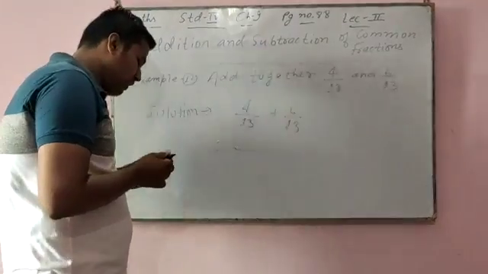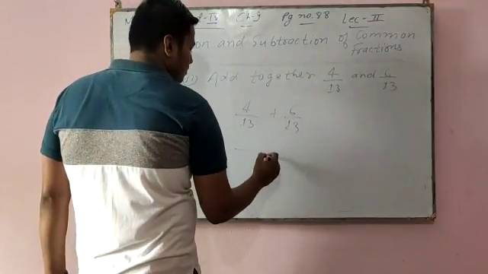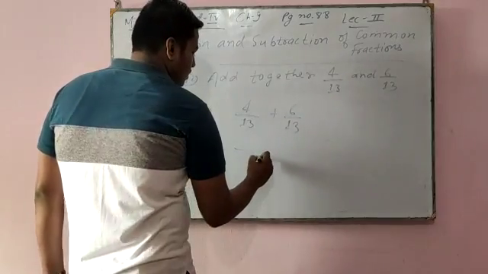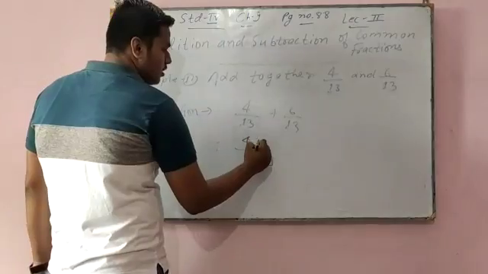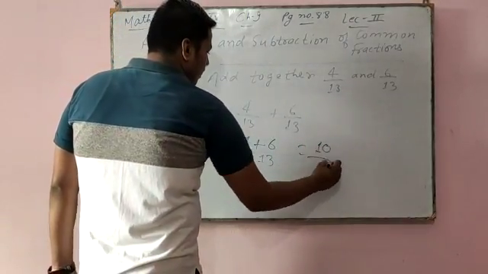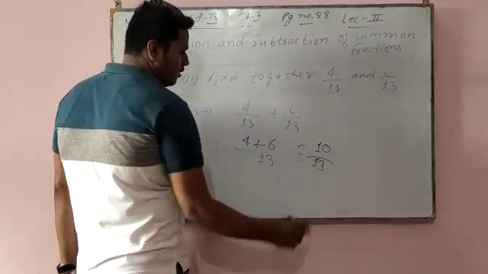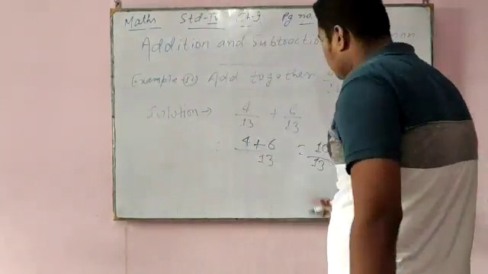So whenever you find the denominator the same, you simply write the same denominator. You just write 13, then 4 plus 6. Add 4 plus 6, that is 10, and the denominator stays 13. When the denominator is the same, you can do it this way.